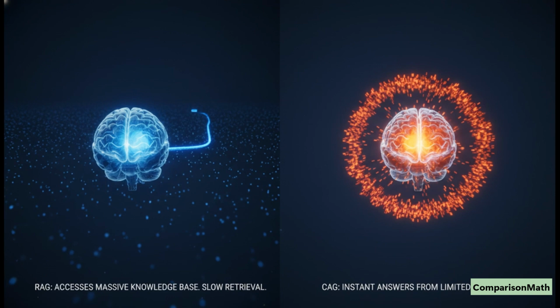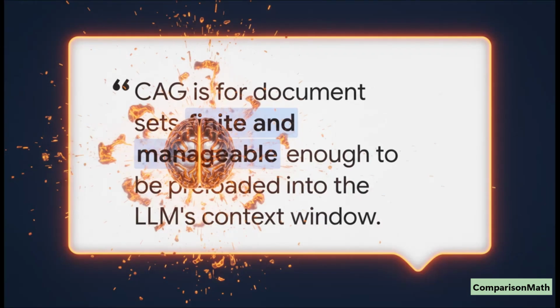RAG gives you access to these massive, real-time knowledge bases, but you pay for it with speed. CAG, on the other hand, gives you instant answers, but only from a limited, preloaded set of data. It's that classic battle. Do you want scale, or do you want speed? And this is CAG's biggest weakness. It's Achilles' heel. It's totally limited by the model's context window.